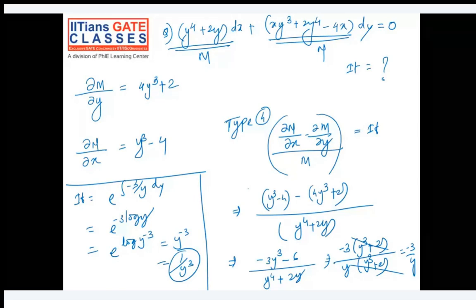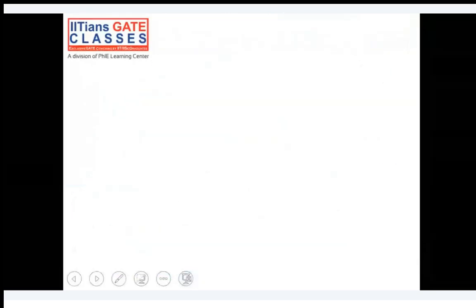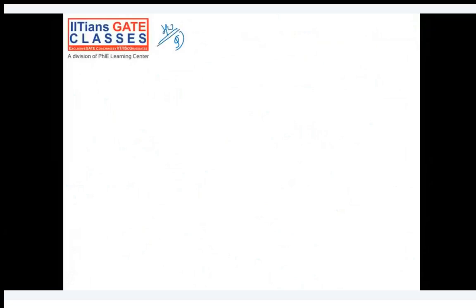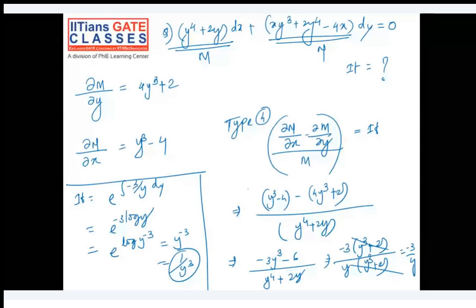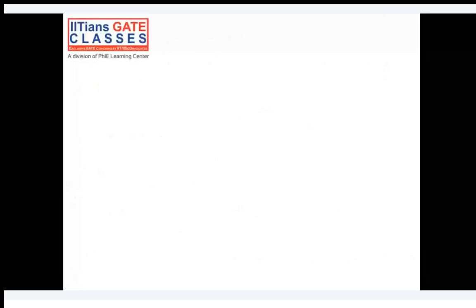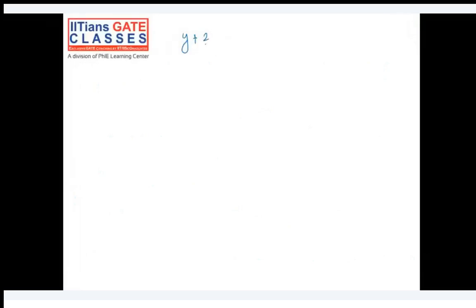Maybe one last homework question I'll give. For the previous question, y square is equal to c is the solution, sir. Solution I don't have with me for this problem. If you can try, you just have to multiply with y cube. So let me show you how the equation will convert: y plus 2 by y square dx plus x plus 2y minus 4x by y cube dy. Is it correct till this?